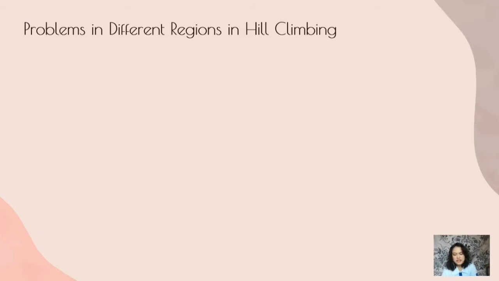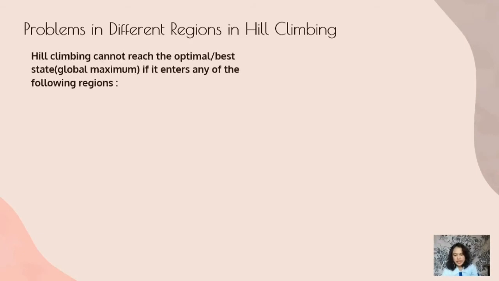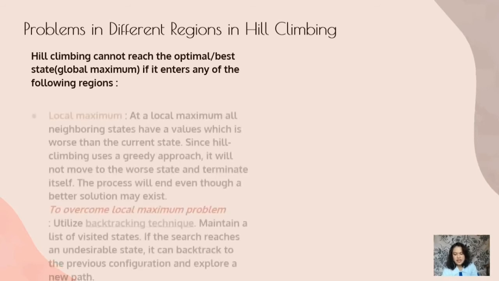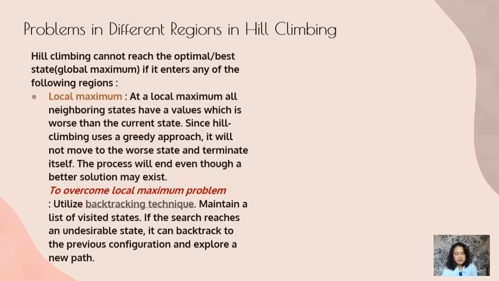So, problems in different regions in hill climbing. Hill climbing cannot reach the optimal or best state, which is the global maximum, if it enters any of the following regions. First is the local maximum. At a local maximum, all neighboring states have values which are worse than the current state. Since hill climbing uses a greedy approach, it will not move to the worse state and terminates itself. The process will end even though a better solution may exist.